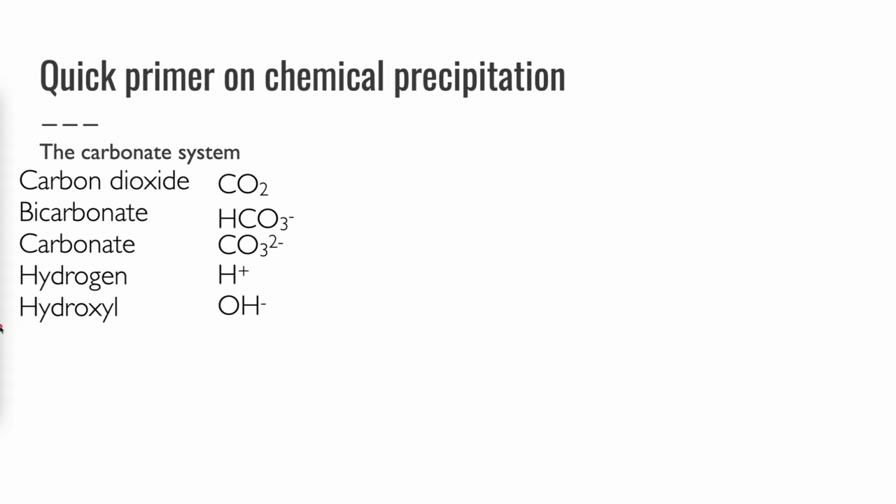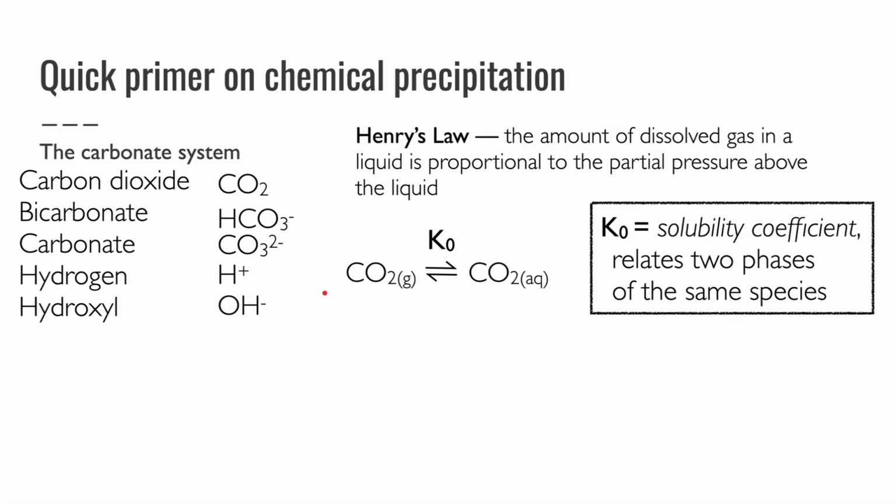The components of the carbonate system are carbon dioxide or CO2, bicarbonate or HCO3 minus, carbonate ion CO3 2 minus, hydrogen ion H plus, and hydroxyl ion OH minus. When a system is in chemical equilibrium, all of the different components can be related by equilibrium constants, which are given by the capital letter K.